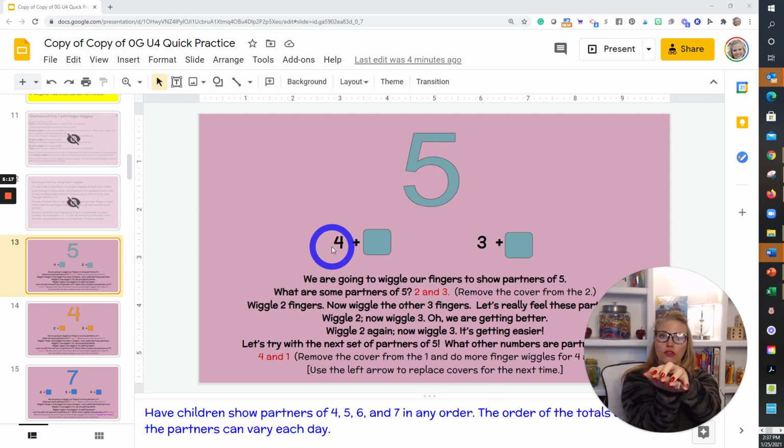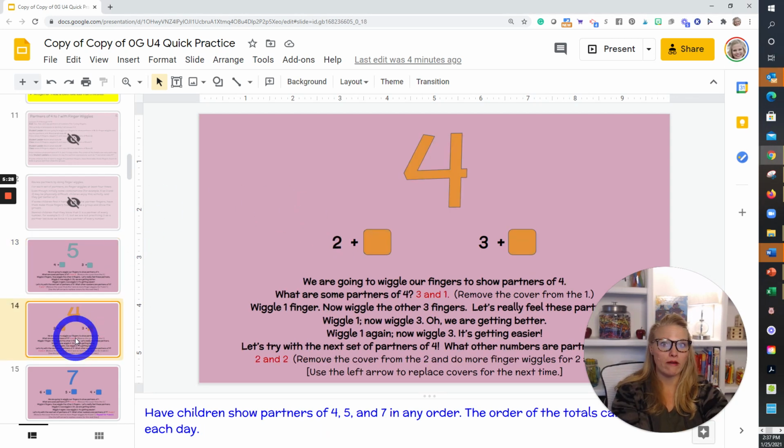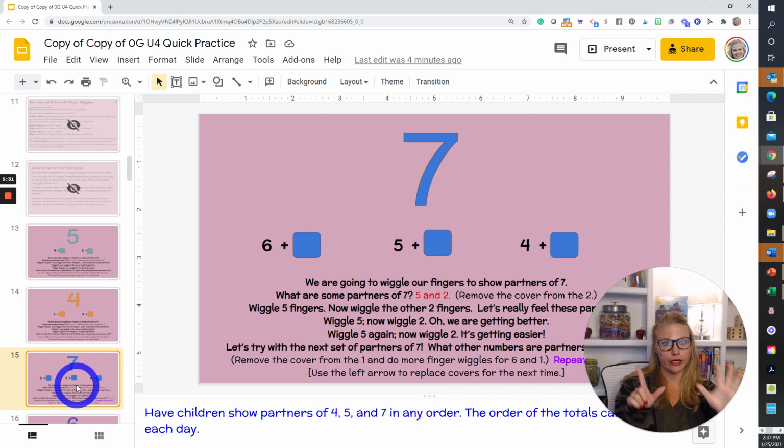Let's lay it flat. 3, wiggle 3. Wiggle 2. Say it together. 3 and 2 are partners of 5. So now that's going to change because you're going to have, oh, what about 4? What are the partners of 4? What are the partners of 7?